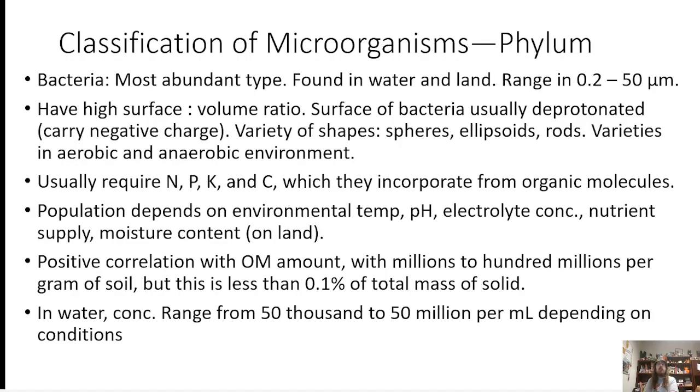So there's a variety of ways to classify our microorganisms. And the first one is the phylum. What family do these live in? There's bacteria, which is the most abundant type of microorganism. They can be found in water and on land, and they range between 0.2 micrometers to 50 micrometers. Bacteria have a very high surface to volume ratio, meaning they're really small and have a lot of surface area.